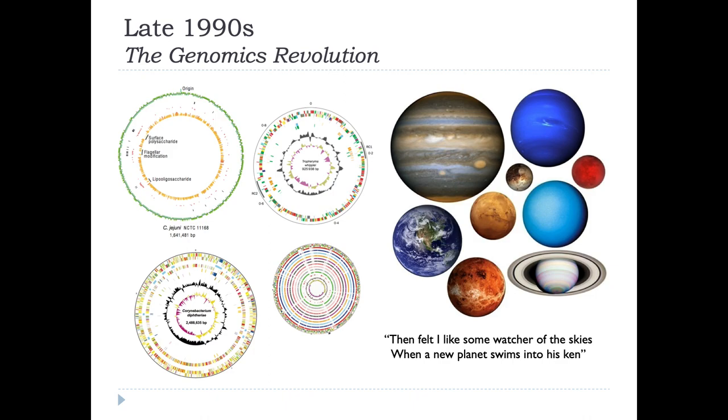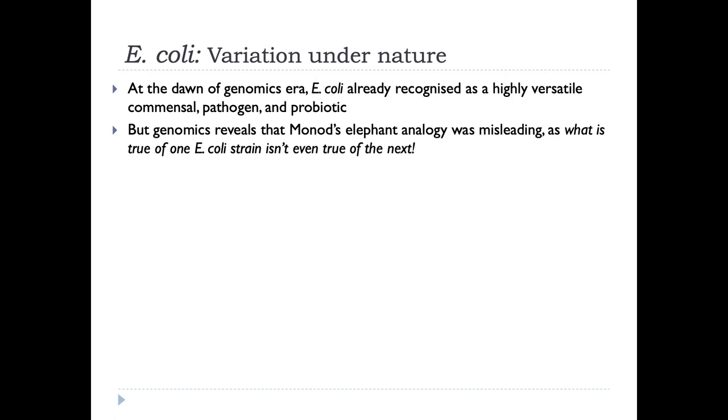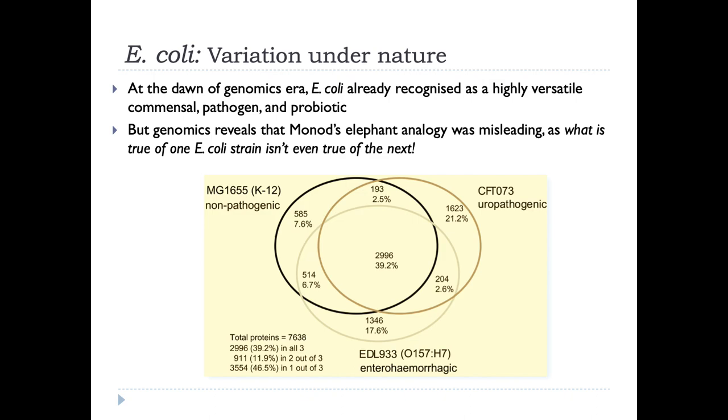But we discovered something that was rather unexpected. Perhaps it shouldn't have been, but it was. So we knew at the time that the genomics era came in that E. coli was already a highly versatile commensal, pathogen and probiotic. It could do many different things. But this idea that what's true of E. coli is true of the elephant was shown not to be true at all. Because what was true of one E. coli strain when we looked at their genome wasn't true of the next one. There was huge variation between one genome and another.